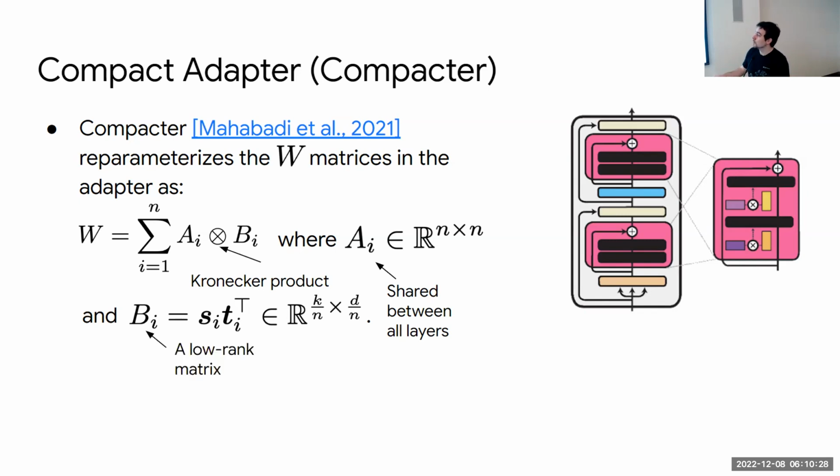Additionally, there is some structure information in there: one matrix here, the A matrix, is shared between all layers of the model. So this is something where the model can learn some commonality across different layers, whereas the other matrix is a low rank matrix.